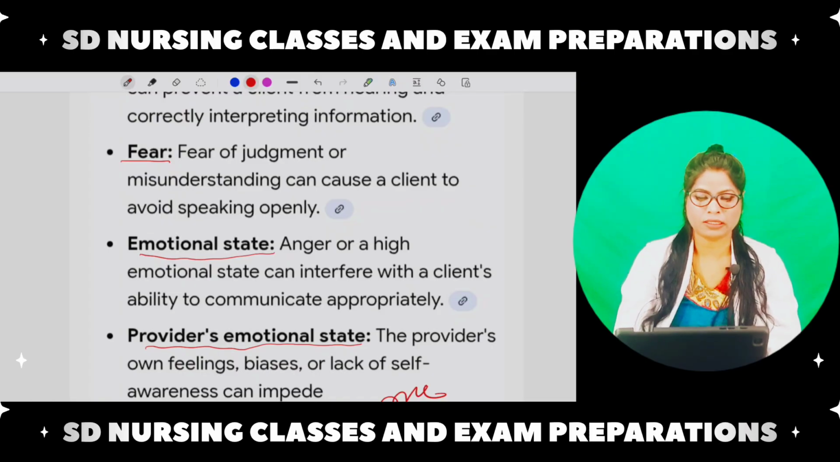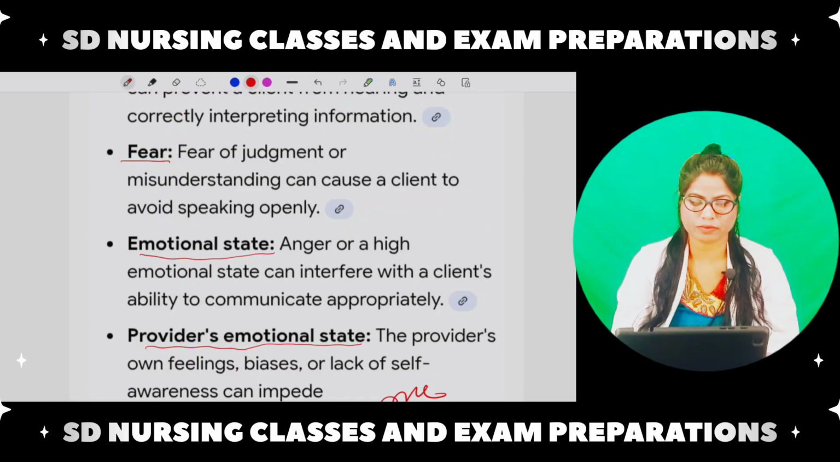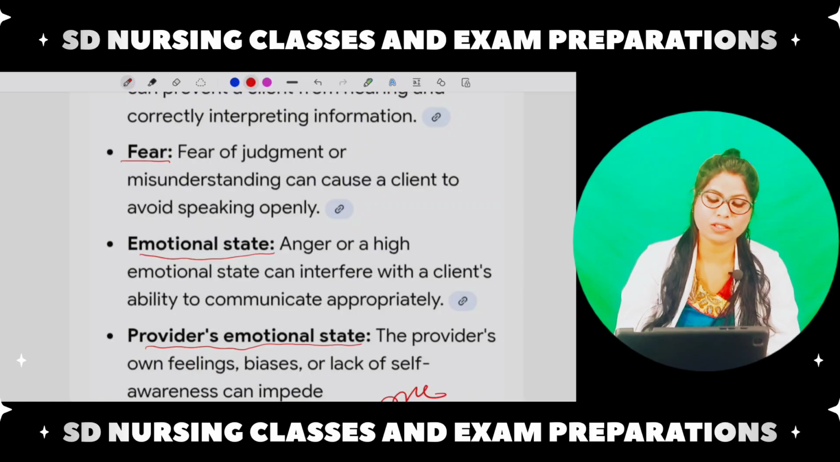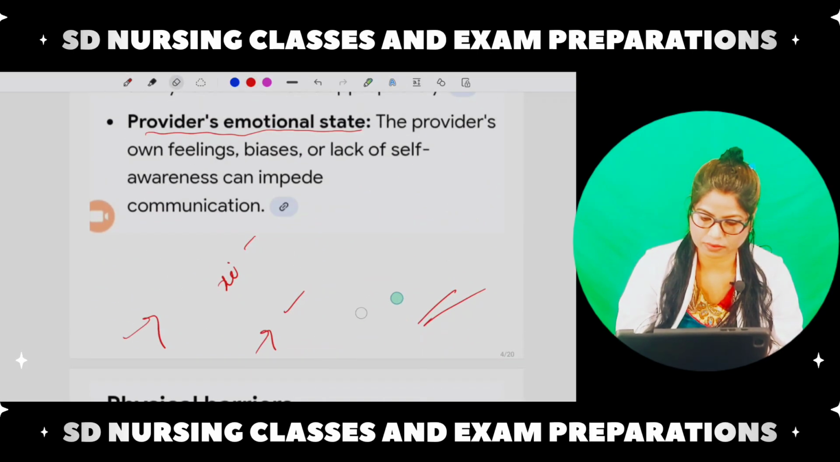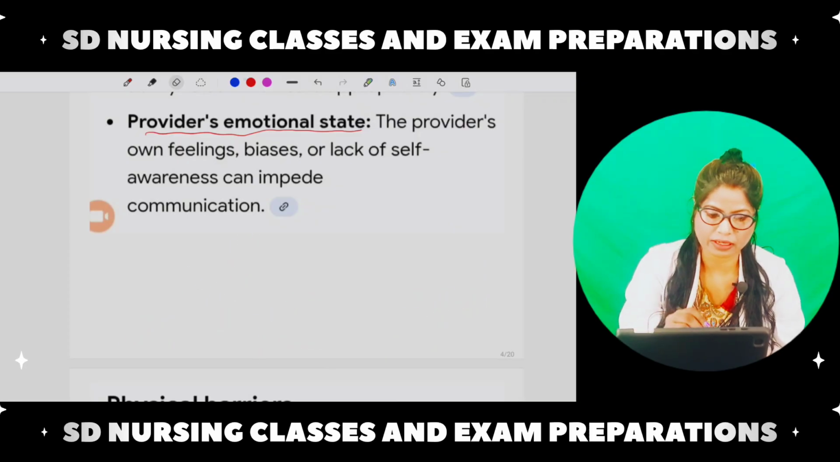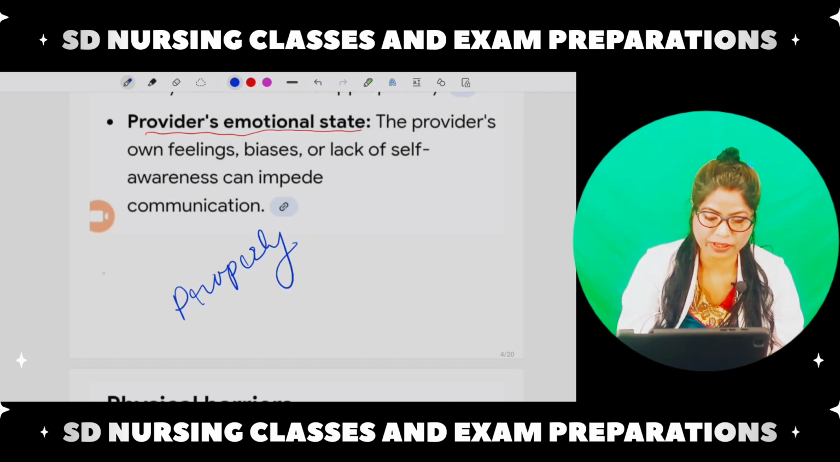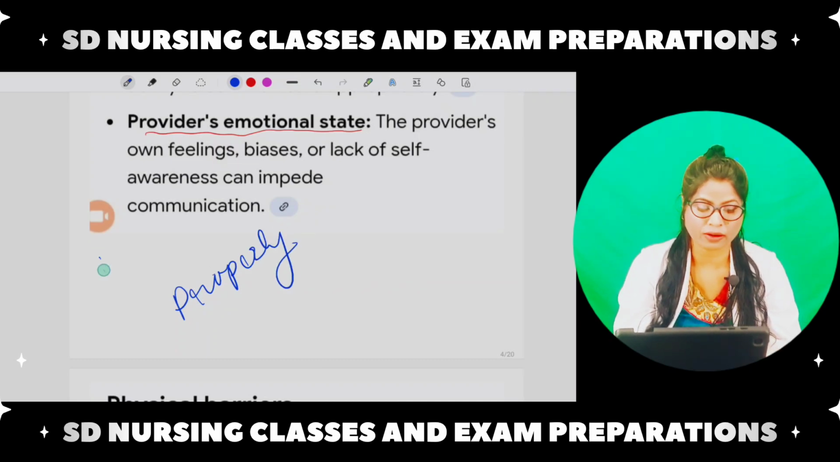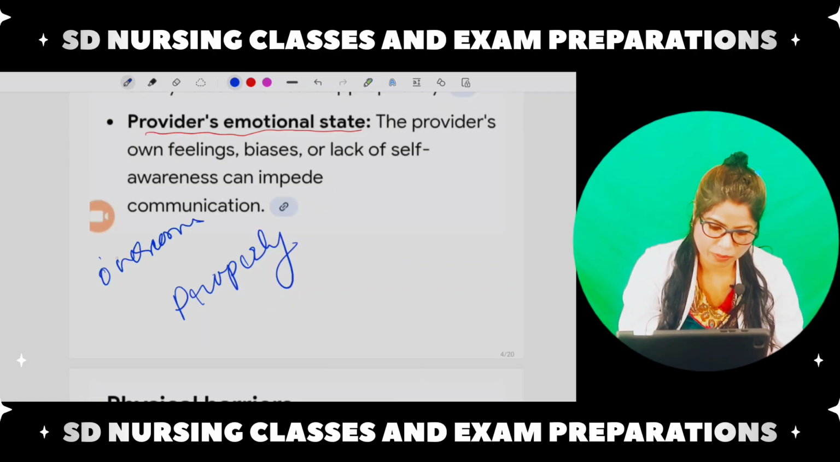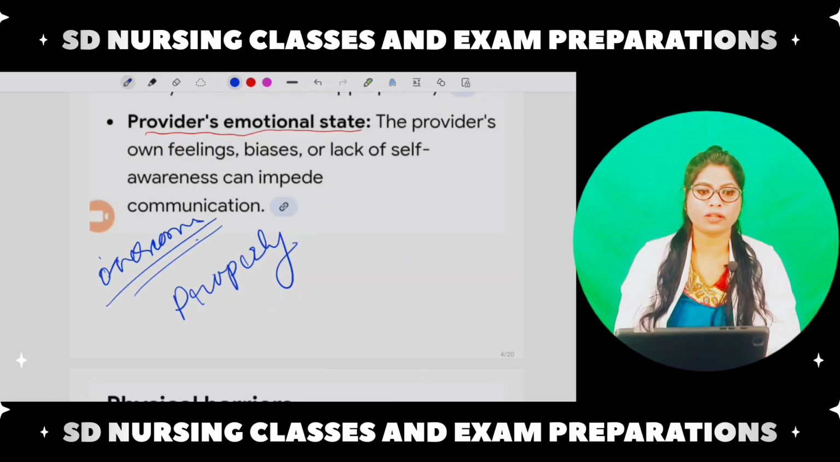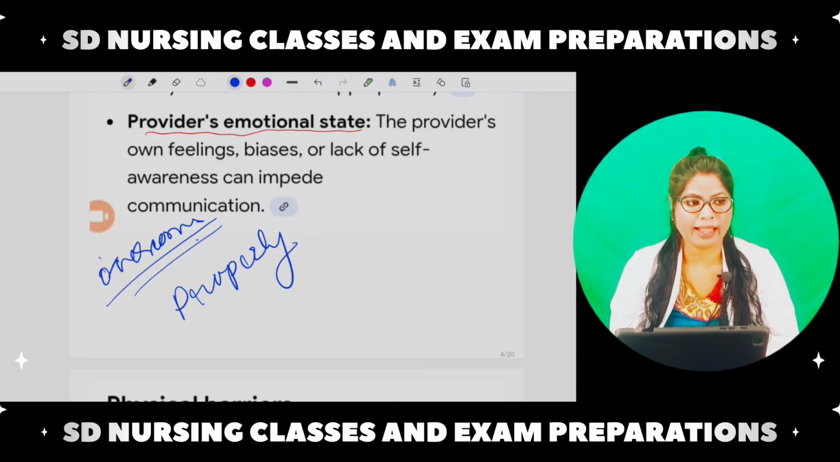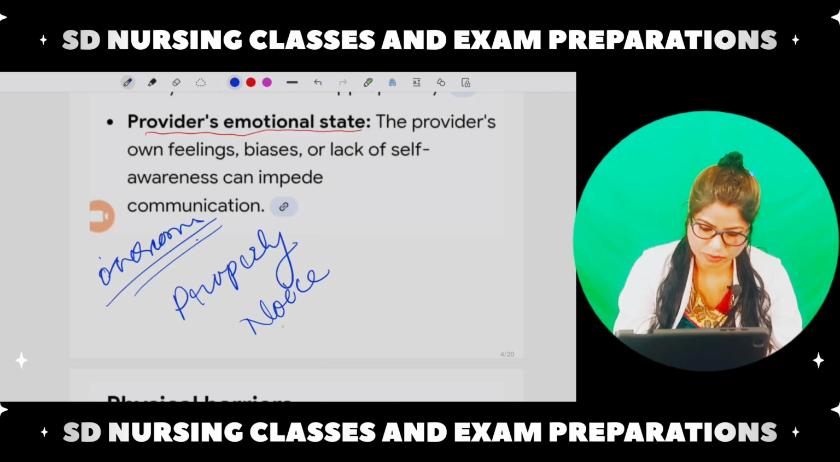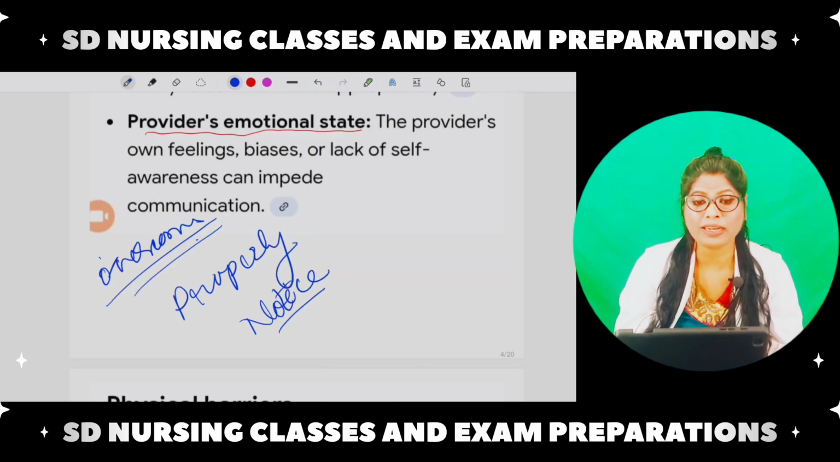Fear is also like that. If the client is not talking properly, that is a fear barrier. So how to overcome it? If the client is not talking properly, the nurse should understand, observe and notice what is happening to the patient.